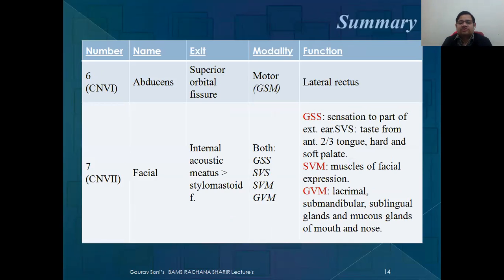Then there is the seventh one, facial. Exit point is from the internal acoustic meatus through the stylomastoid foramen. It is mixed type or both type and has four modalities. GSS, it gives sensation to part of the external ear. SVS, it tastes from the anterior two-thirds of the tongue, hard and soft palate. SVM, innervates muscles of facial expression. GVM, lacrimal, submandibular, sublingual glands and mucous glands of the mouth and nose. So you should remember modality, then remembering the function will be very easy.